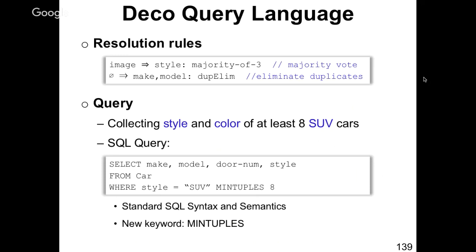Besides the fetching rules, DECO also introduced some resolution rules. That is because the answers contributed by the crowd may be inconsistent with each other. So the resolution rules may include majority voting and deduplicate eliminations. And that is one example of a DECO SQL schema. We can see that it's quite similar to SQL, but there's a new keyword, min tuples, that indicates how many tuples you want to fetch from the crowd.